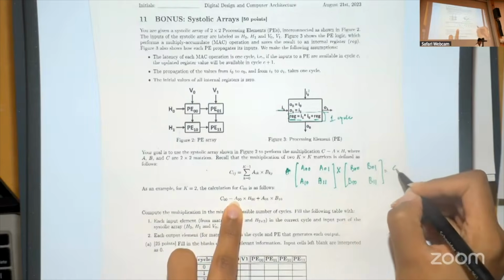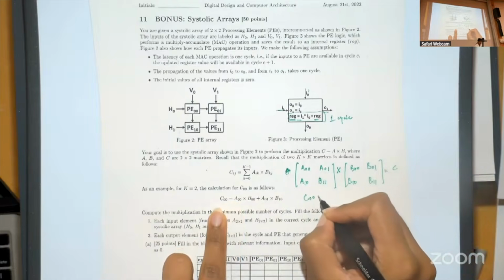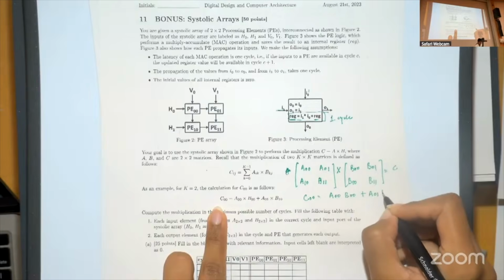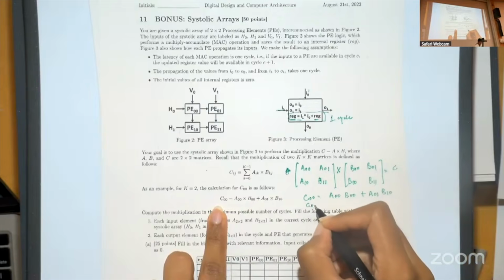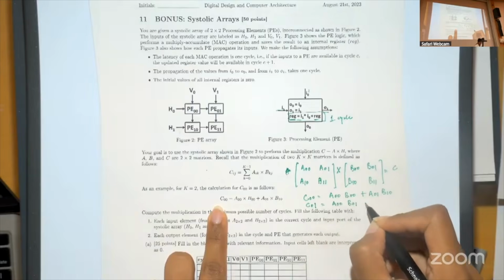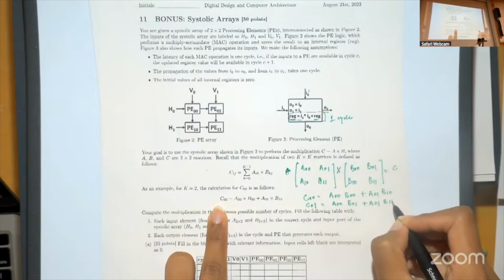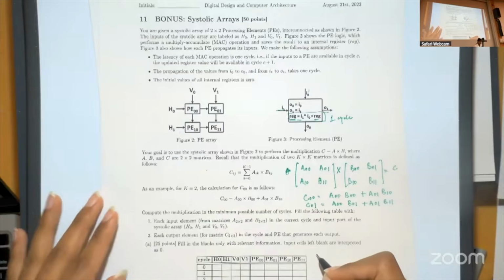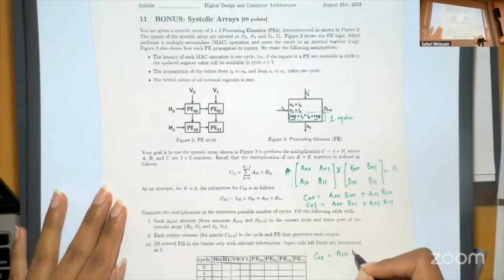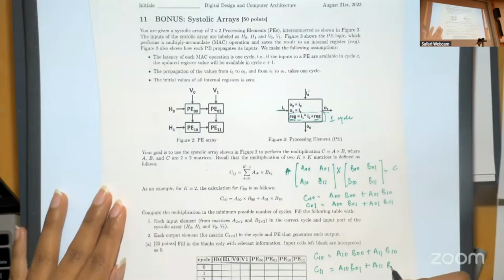So let's say the resultant matrix is C. C00 would be A00, B00 plus A01, B10. Again, C01 would be A00, B01 plus A01, B11. I'm writing this because you will need this. So C10 is A10, B00 plus A11, B10. And lastly, C11 is A10, B01 plus A11, B11.